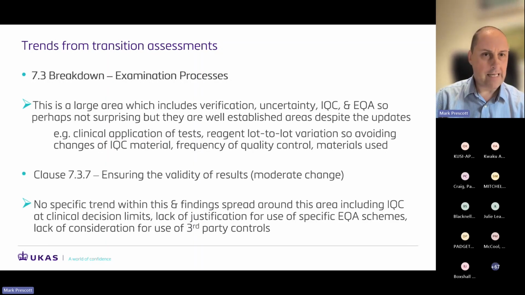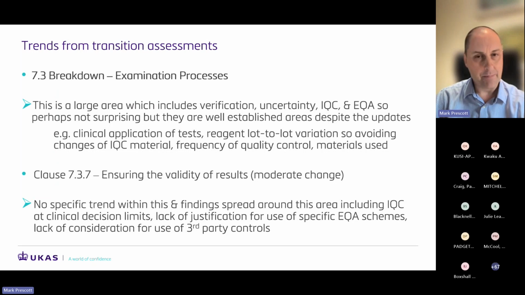So the top one there, 7.3. This is the examination processes section. This is the largest area of where the non-conformities are being found. It's a very large area of the standard as well. It includes a lot of the key technical areas. So it's got validation, verification, uncertainty, and all the quality assurance. So in that regard, it's perhaps not surprising at all that this is where the most non-conformities are being seen.